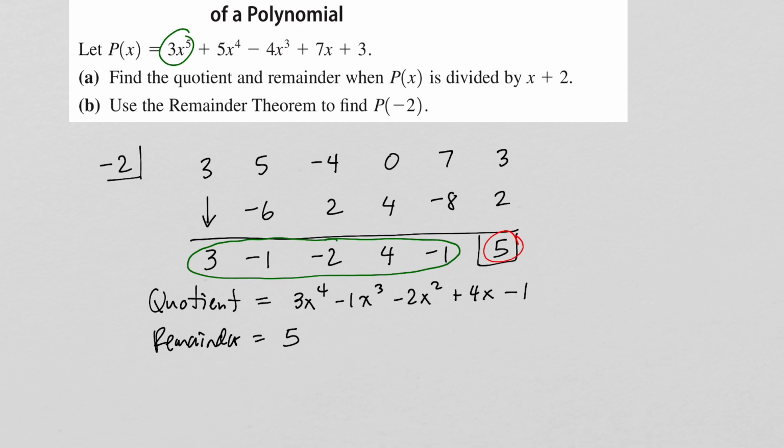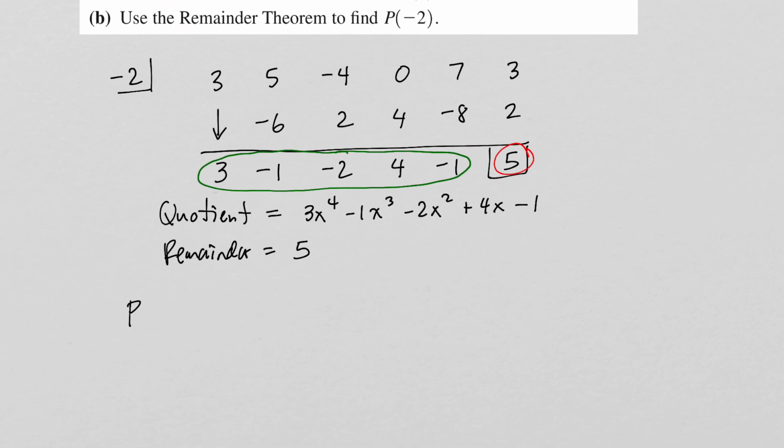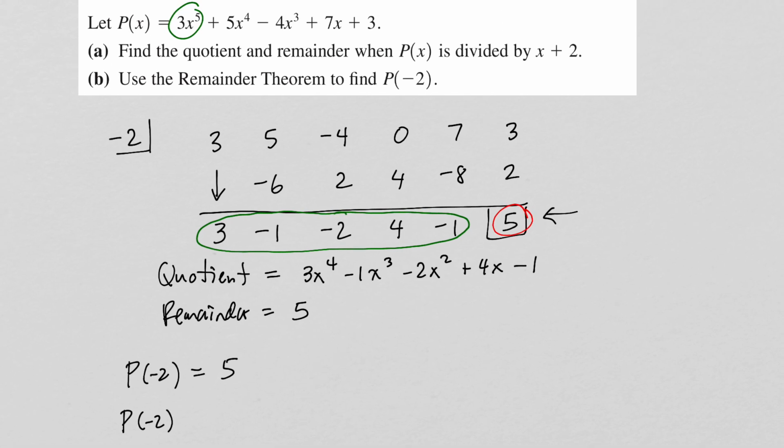So if I want to know what p of negative 2 is, all I have to do is look at the remainder here, which of course is 5. Now this might seem magical, but you can actually compute p of negative 2 by using the original polynomial, right? So you can just plug negative 2 into here. But notice that this is a lot of work.